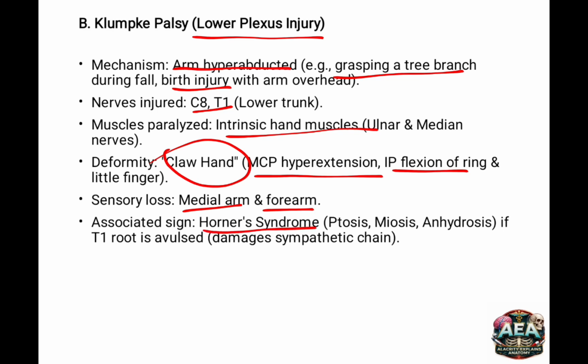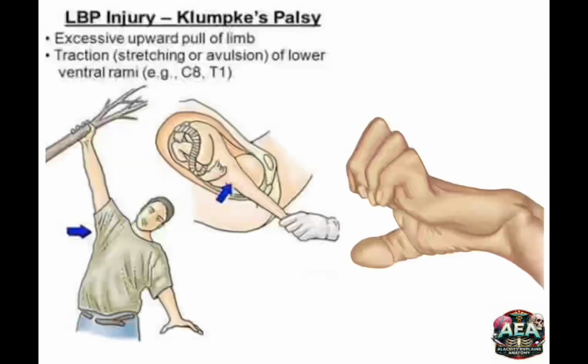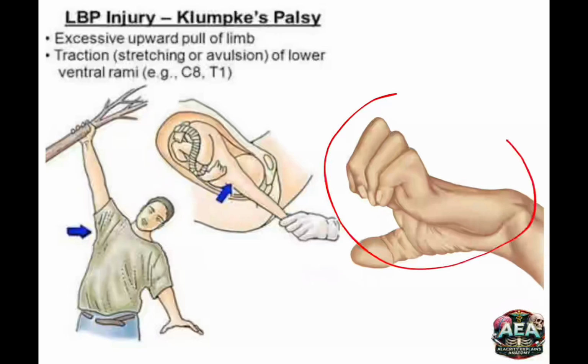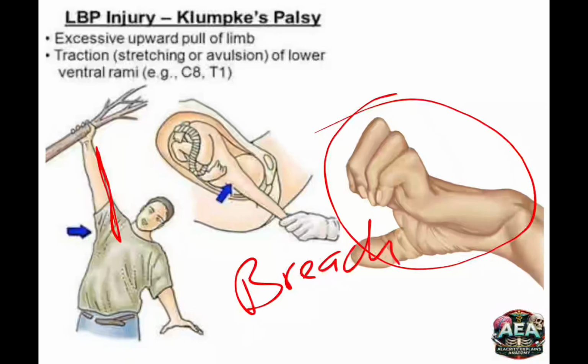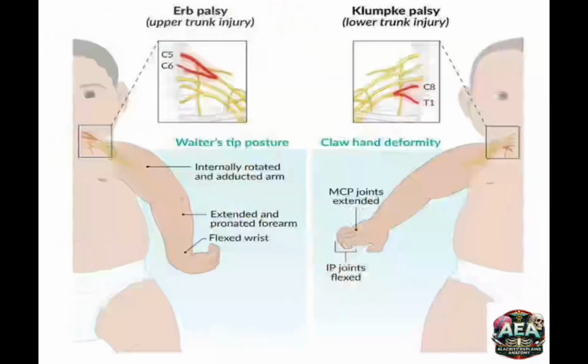Associated signs, we have Horner syndrome, where you have ptosis, miosis, anhidrosis, and if the T1 root is avulsed, there's damage to the sympathetic chain, which causes Horner's syndrome. We'll have a video on Horner syndrome; expect that soon. This is how the hand will appear, and it can occur due to hyperextension of the arm and during a breech delivery. During a breech delivery, we can have Klumpke's palsy or lower plexus injury from excessive upward pull or traction of the hand.